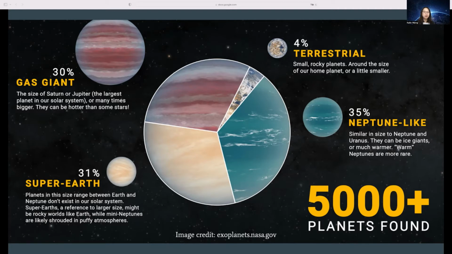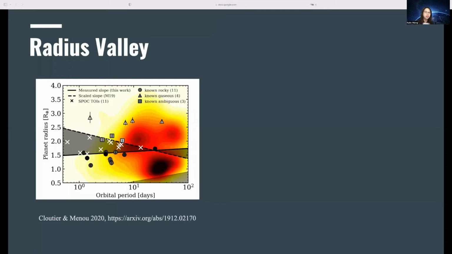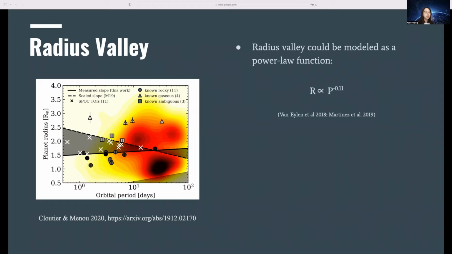Thanks to the discovery of the radius valley, or the radius gap, we can easily distinguish between the super-Earths and the sub-Neptunes. So here is a figure illustrating the location of the radius valley. The black dashed line here represents the radius valley for planets orbiting sun-like stars, where it can be predicted by a power law function. As you can see here, it has a negative slope, so we have a negative value on the exponent.